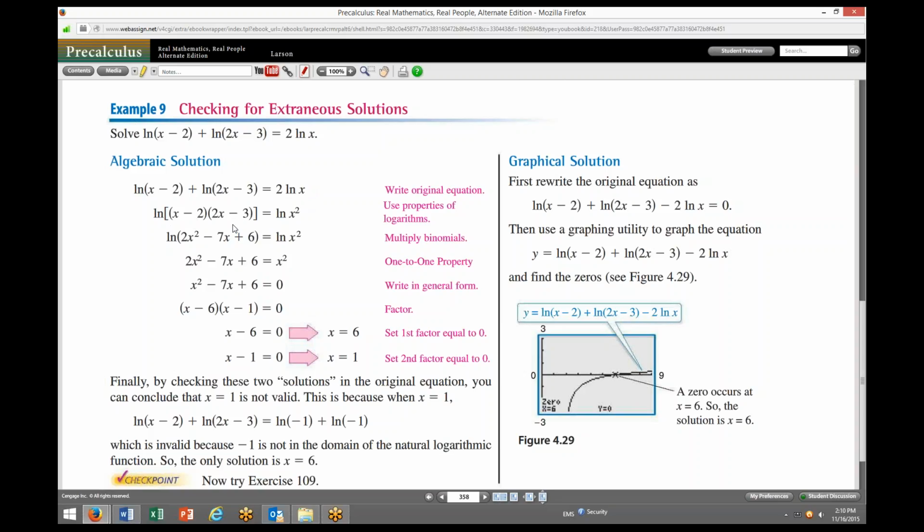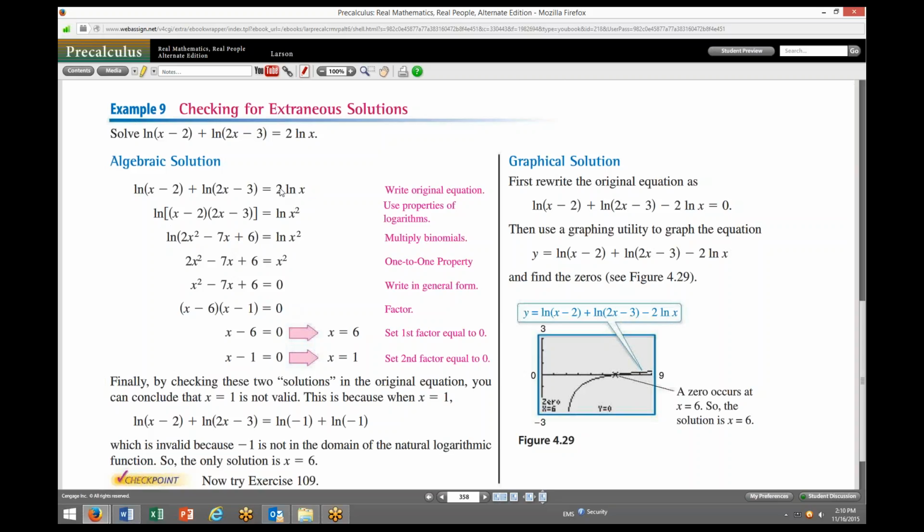And we got to multiply that out and FOIL that out, so to speak, so that we know what we're taking the natural log of, and it turns out to be natural log of 2x squared minus 7x plus 6 is equal to natural log of x squared.